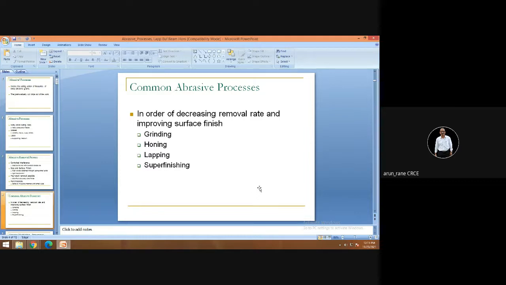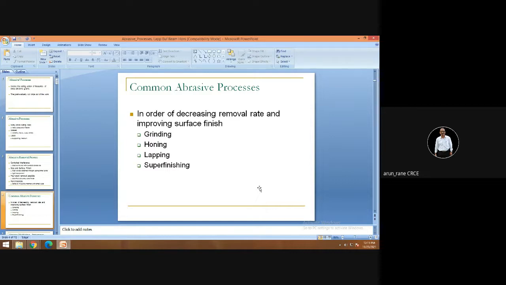What are the various abrasive processes which are common? That is grinding, honing, lapping, and super finishing. All are commonly used, but out of these four, grinding and honing are most popular, because they are less expensive and quite fast.